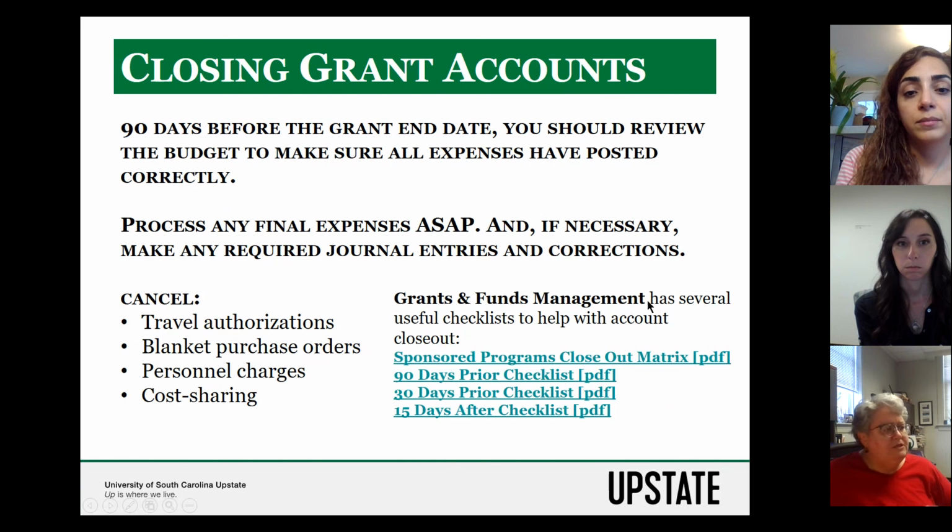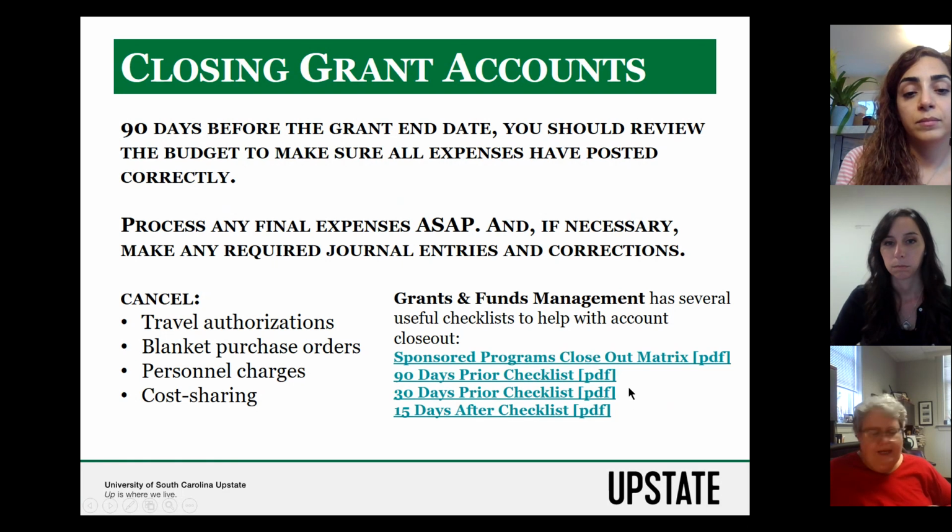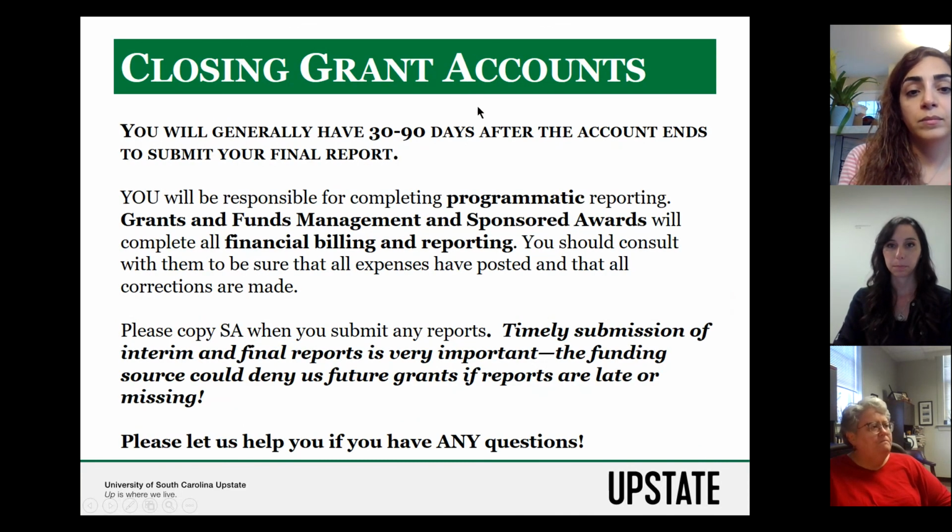On the Grants and Funds Management webpage, they have these cool checklists that I mentioned. So they have a closeout matrix. These are all PDFs that can be downloaded. They have a what to do 90 days before your grant ends, what to do 30 days before, and 15 days after. So these are all really helpful guides to help you think about what are some areas that might need your attention before the grant gets ready to close out.